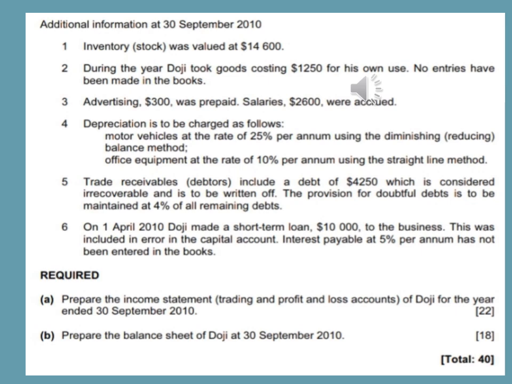I hope and I believe that you all know these methods and you all know how to work them out. I've just given you all the hint that 25% will be applied on the net book value at the start of the year, and this 10% will be applied on the cost straight away. Now point number 5. Point 5 says trade receivables debtors include a debt of 4250 which is considered irrecoverable and is to be written off.